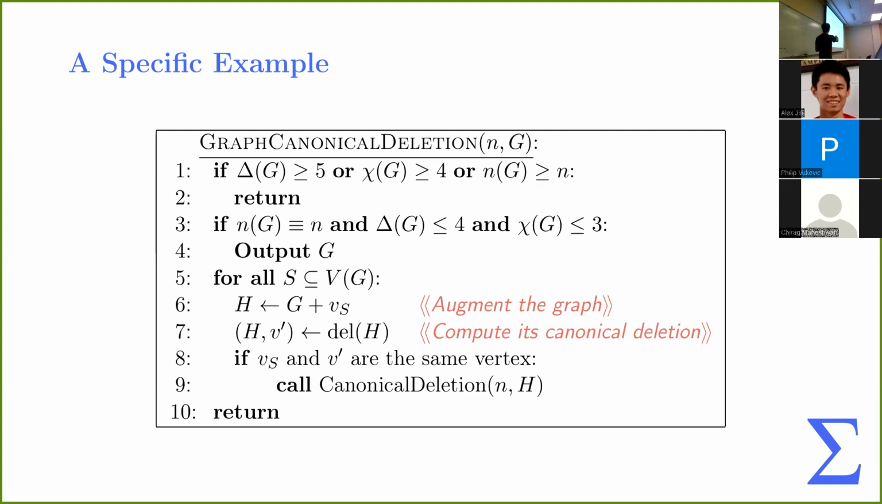Otherwise, what we do is we look at every single subset of the vertices. And then we define v of s to be a new vertex being added to the graph that's connected to all those vertices. So S is a set, and v of s is a vertex that's connected to all of those nodes, right? So we're essentially iterating over every possible augmentation to this graph. We compute its canonical deletion, and we figure out what node we'd be deleting. And then if those are the same vertex, like we're deleting the same thing, then and only then do we go through and look at the next object that we've created, right?